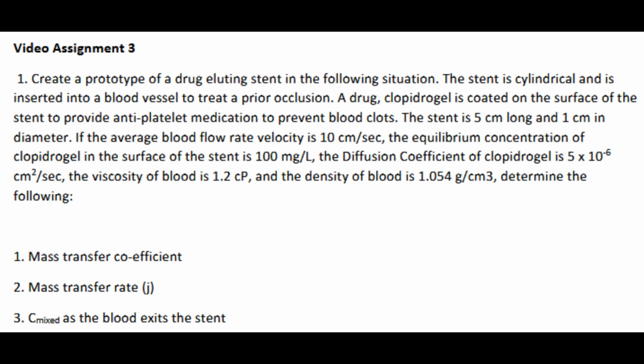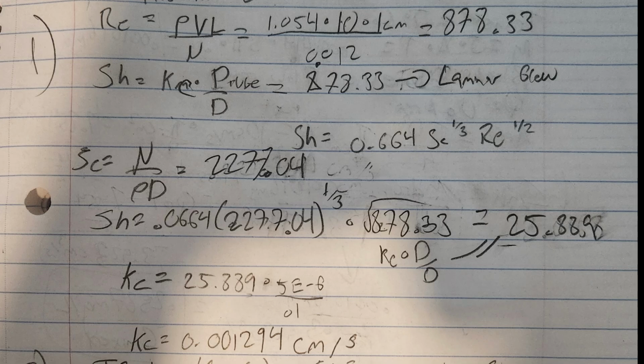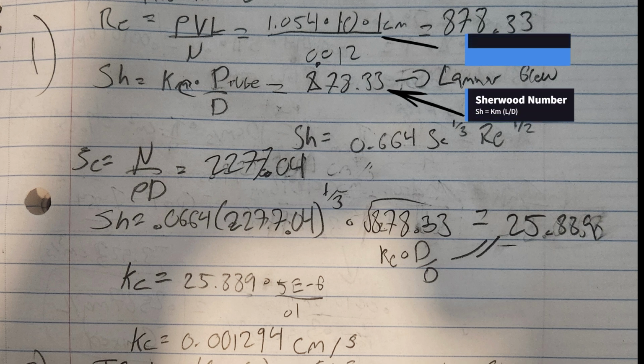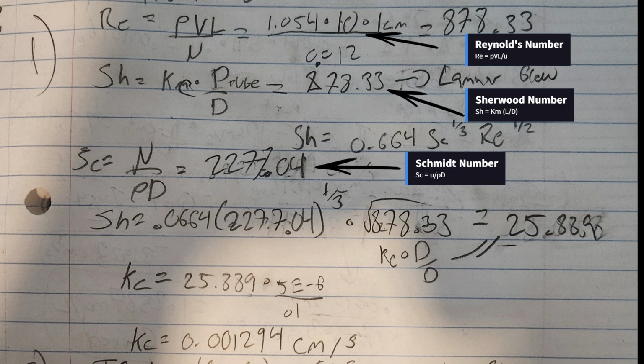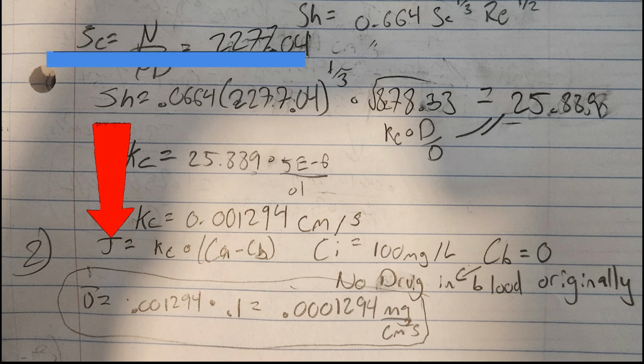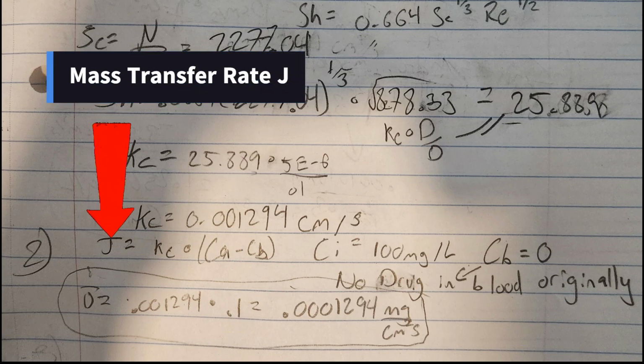it exits the stent. We are given a velocity of 10 centimeters per second, surface concentration of 100 milligrams per liter, a diffusion coefficient of 5 times 10 to the minus 6 centimeters squared per second, and a viscosity of 1.2, and a blood density as shown. I started by calculating my mass transfer coefficient using the formulas for Sherwood number, Reynolds number, and Schmidt number, ultimately getting a Kc of 0.001294 centimeters per second.